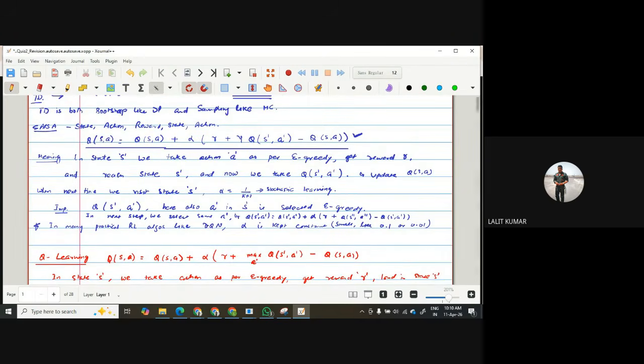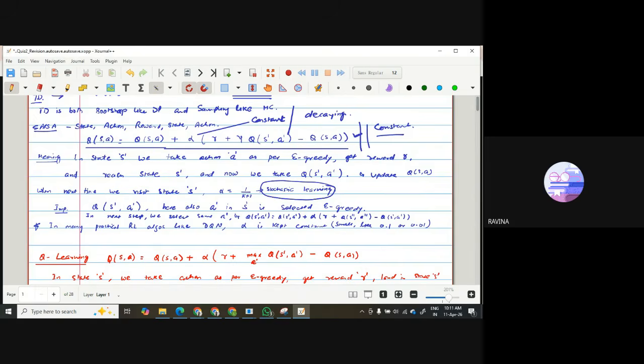Now, Ravina, if you remember, you had asked this question in the WhatsApp also, that this alpha can be constant also, and it can be decaying also. So both are there. In a standard SARSA, it is constant. But when we do stochastic learning, then it keeps on decaying. So when we visit the same state, then alpha will become alpha is equal to 1 by k plus 1.